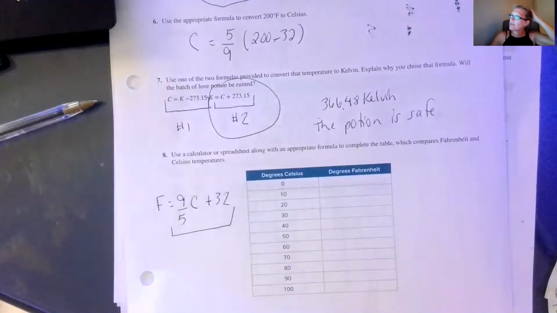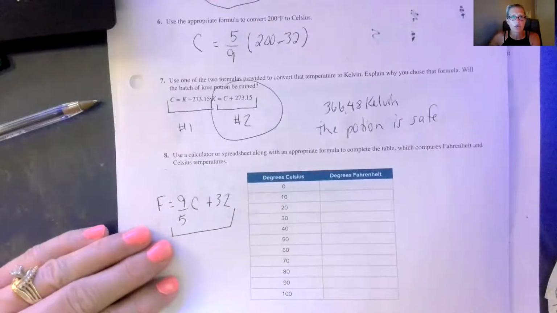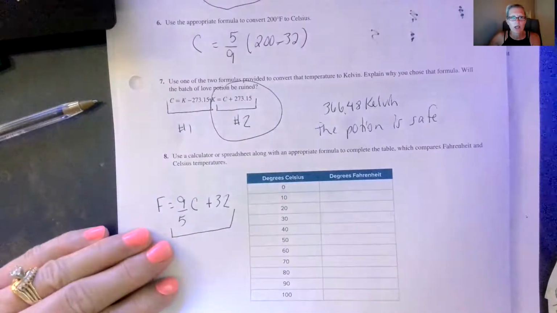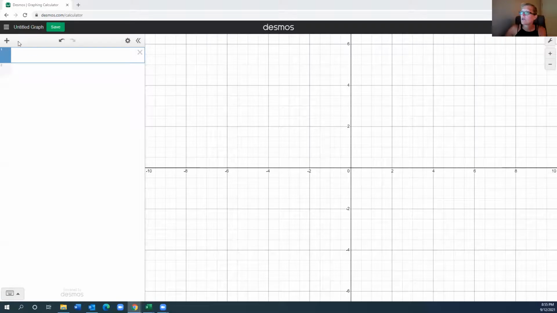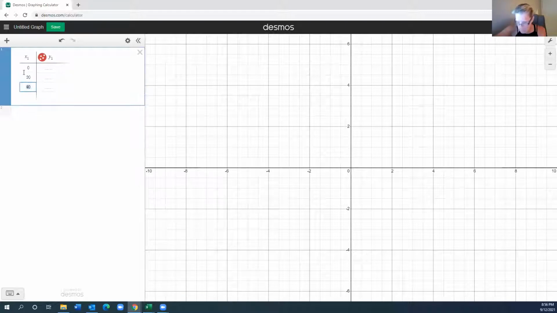I'm going to show you how to do that in Desmos, because we're going to be using Desmos quite a bit in units 2 and 3, so I want you to get familiar. Let's go ahead and go to Desmos. In Desmos, you're going to hit this plus button right here, and you're going to say table. Then you're going to input all of those numbers for the degrees of Celsius. So we're going to put 0, enter, 10, enter, 20, and then 30. And then it starts to know that you're doing a repeat.